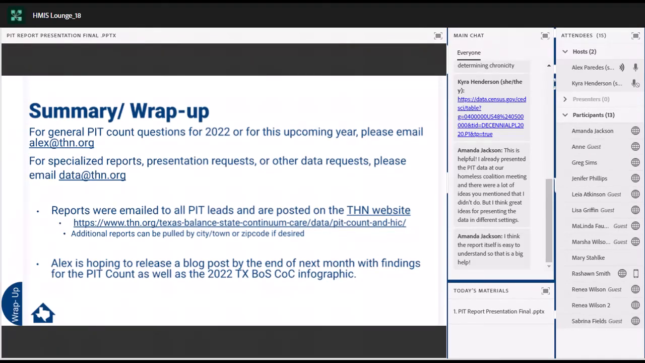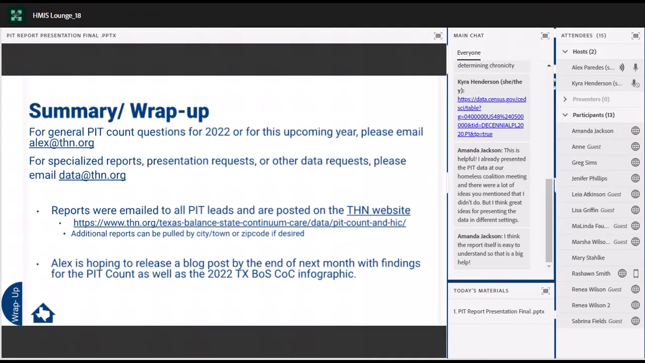So the reports were already emailed out to all PIT leads and posted on the THN website as well. But I would also like to mention that if you want additional PIT reports pulled by either city or towns or particular zip codes within your region, you can go ahead and email me with those inquiries as well, and I can get you PIT reports for individualized cities or towns within your region if you're interested in seeing that kind of data.